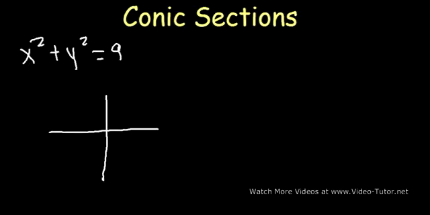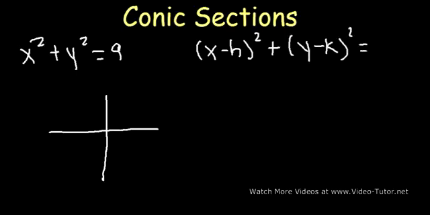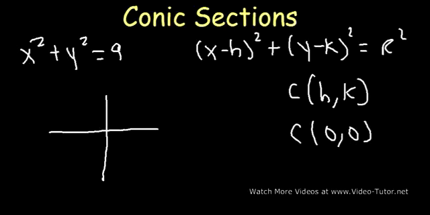Let's say we have this equation, x squared plus y squared equals 9. And this is a circle, but how can we graph this circle? So the standard equation for a circle is (x minus h) squared plus (y minus k) squared is equal to r squared. The center of the circle is h comma k, but there's no h and k in this problem, so the center is based on the origin. It's 0, 0. Now r squared is basically 9.